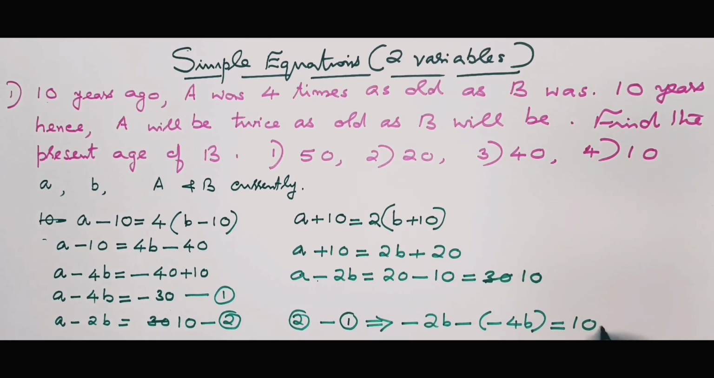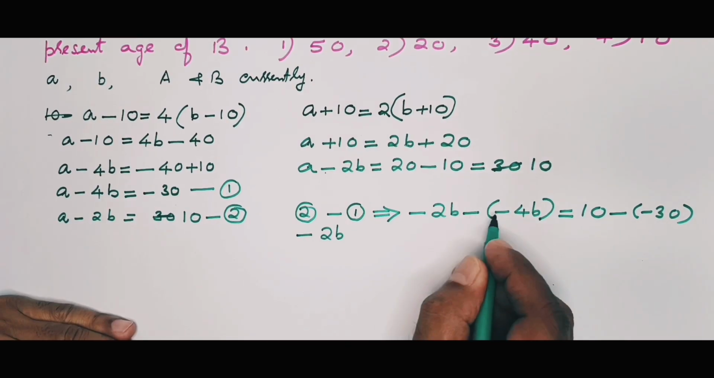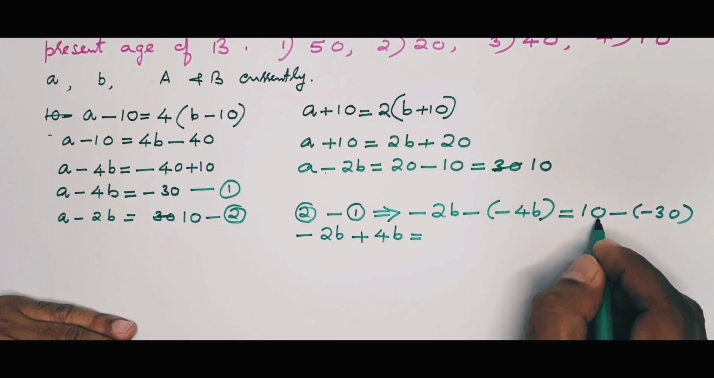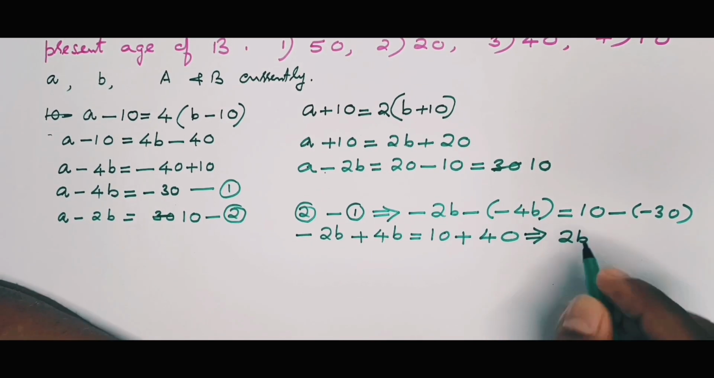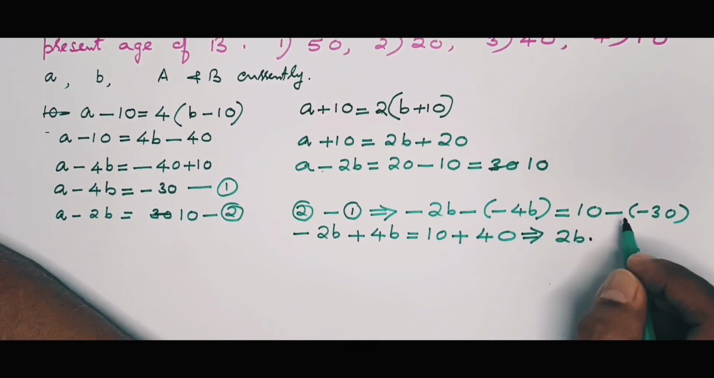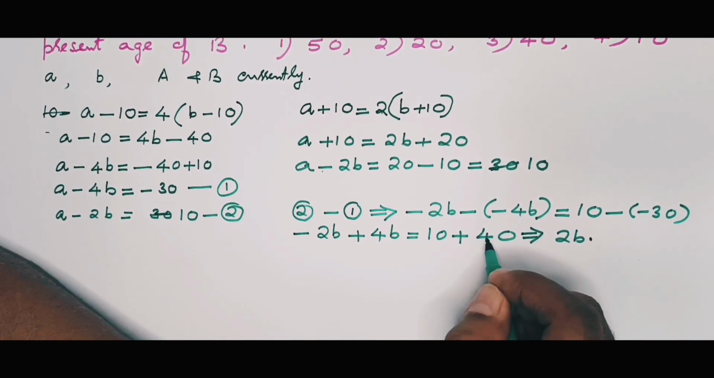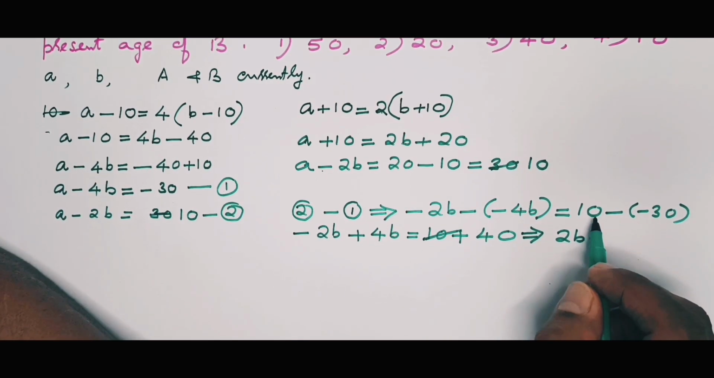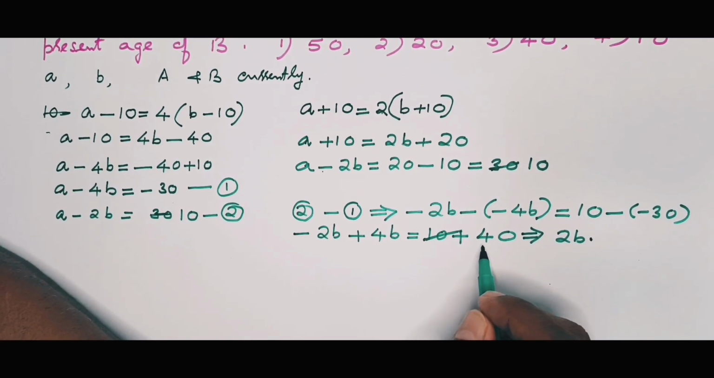Then comes minus 30. So look at this, minus 2B minus minus, that will be plus 4B. Again 10 minus minus, that means plus 40. Minus 2B plus 4B plus 2B. Oh, sorry, this 10 you don't need to repeat here. 10 minus minus will be 10 plus 30, and the whole thing will be 40 on simplification. So you get rid of this 10. See, on the right side 10 minus minus, that will be 10 plus 30, which is 40.